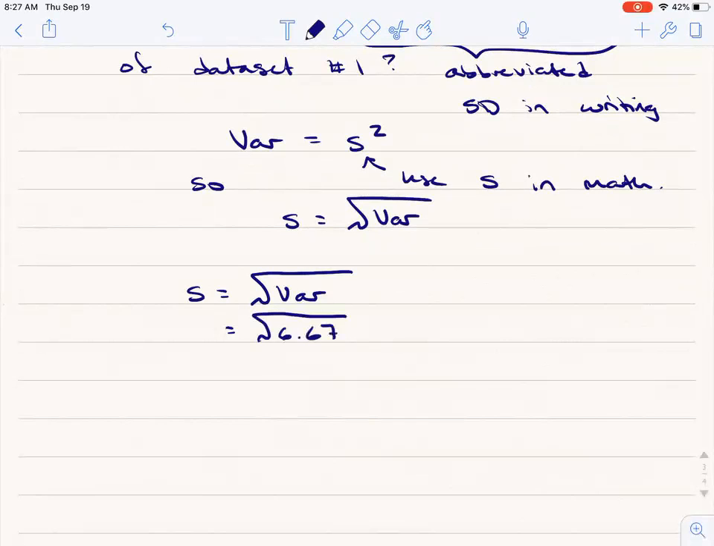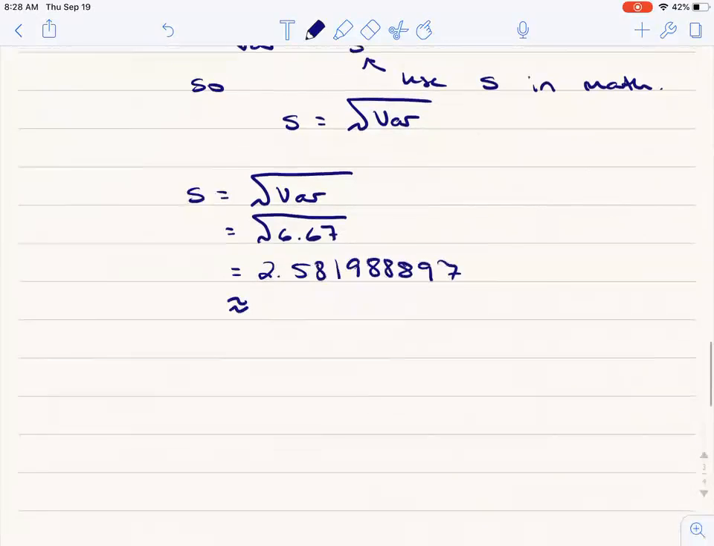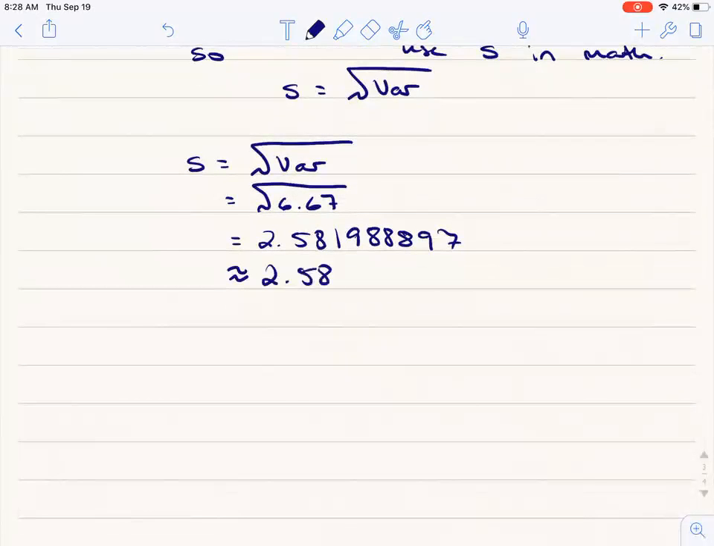6.67, or I'm going to keep all my decimal places on my screen here and just take the square root. There's a square root button, and then it's asking what you want to take the square root of. There's this convenient answer button, so you can just plug in the previous answer it just gave you, and then equals. As a decimal, I get 2.581988897. To two decimal places, I get 2.58.